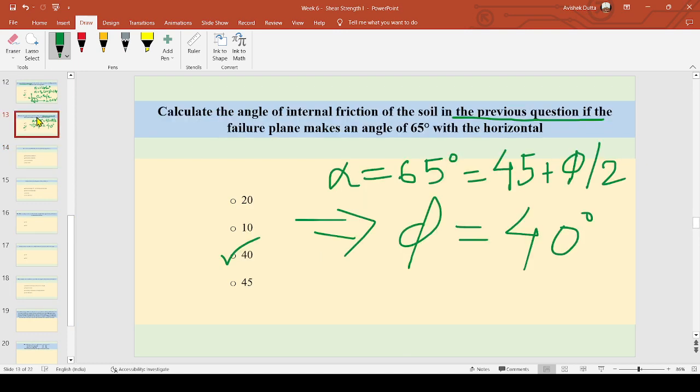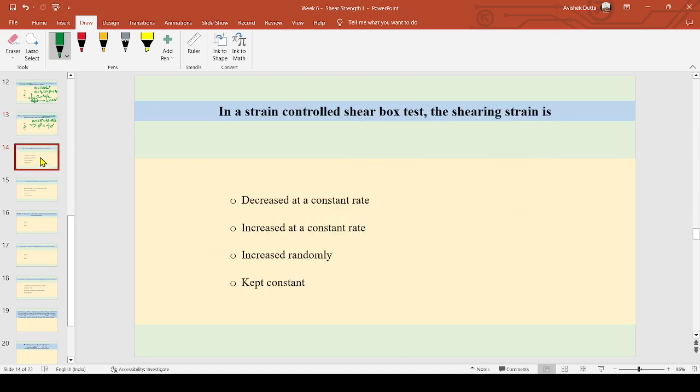In a strain controlled shear box, the shearing strain is, first of all, if in a shear box test there is a normal load like this, this is a soil sample, normal load, and then there is a shearing load, keeping the base plate fixed. If the shearing load is kept constant, then there will be a certain chance of the soil failing in shear. If the shearing load is decreased at a constant rate, then the soil sample may not shear at all, may not fail at all.